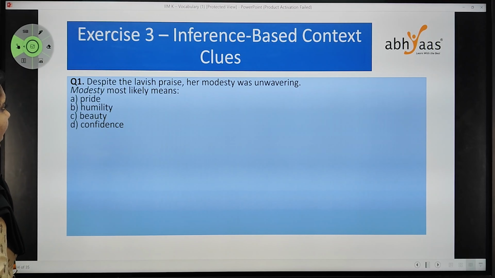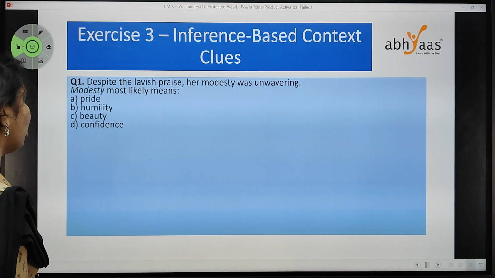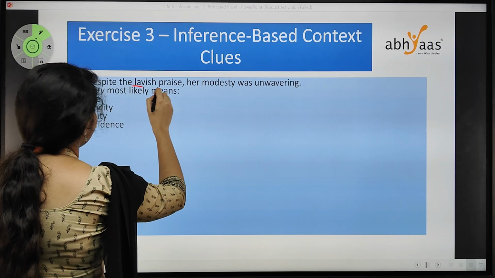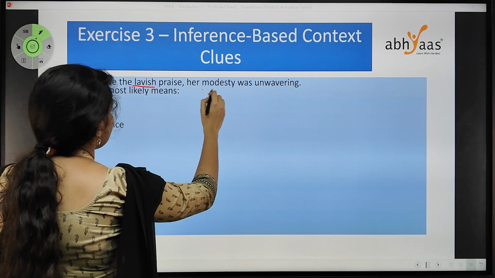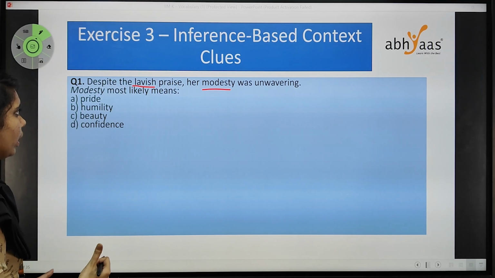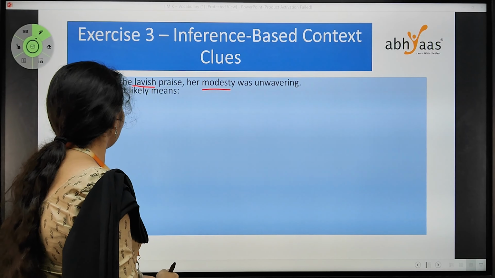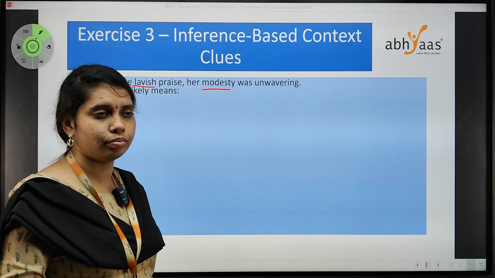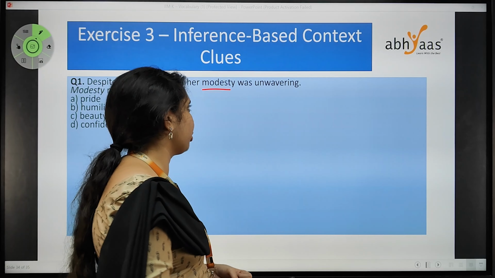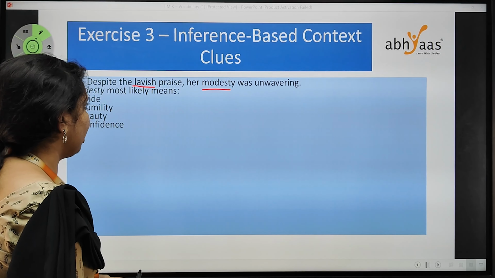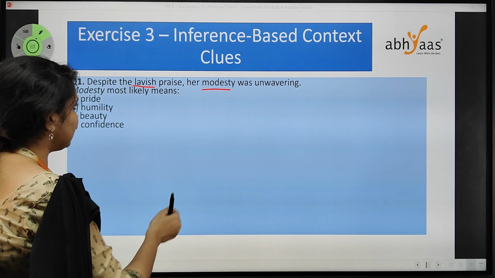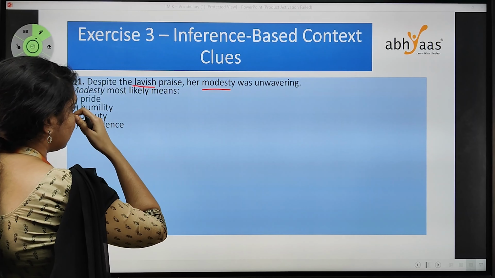Okay. Despite the lavish praise, her modesty was unwavering. So, what do you think lavish means? Modesty means? Lavish is when they have a very wealthy lifestyle, or something like she has so much of, it might be her capability at work, or it might be her beauty, or it might be about anything. Okay, people praise her very much, but still we can see that she is very modest.